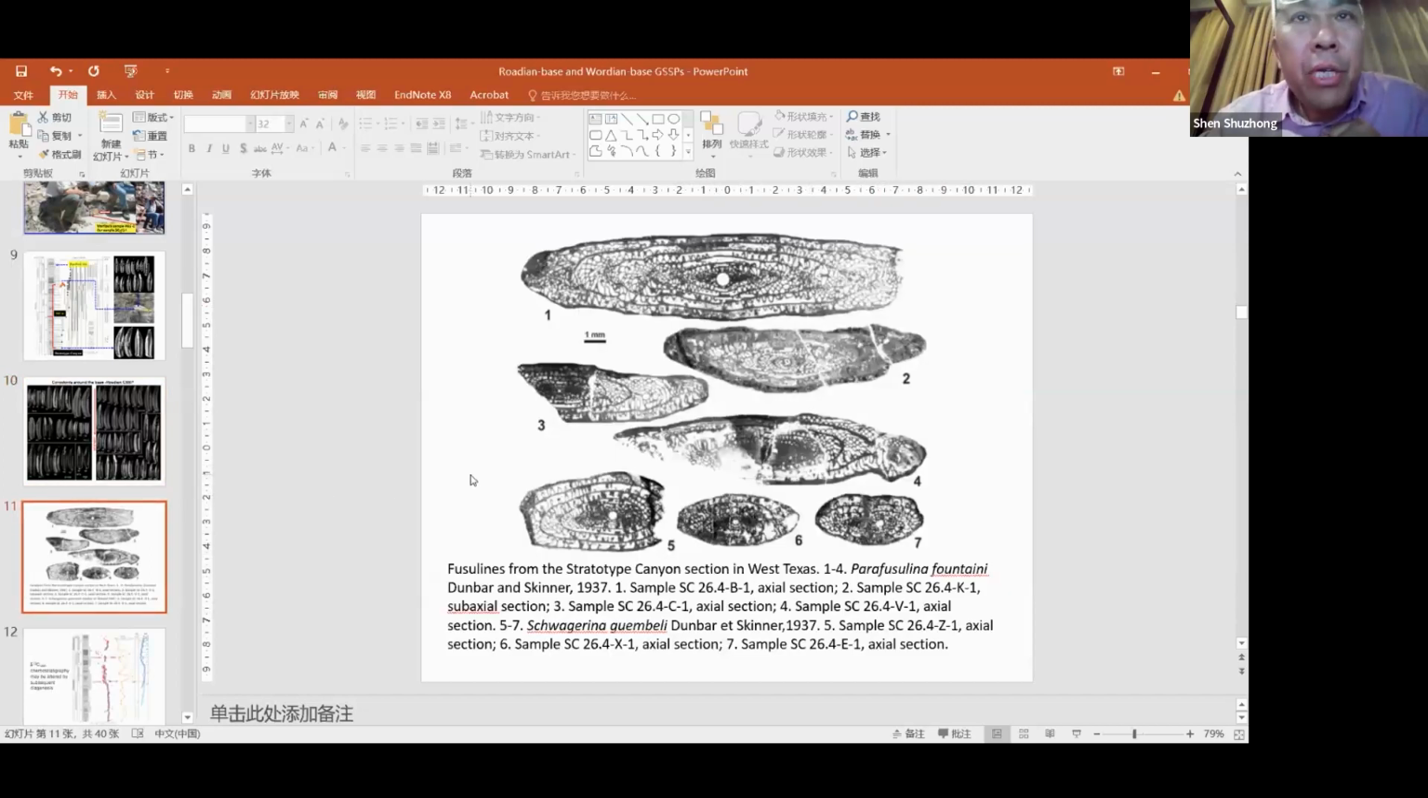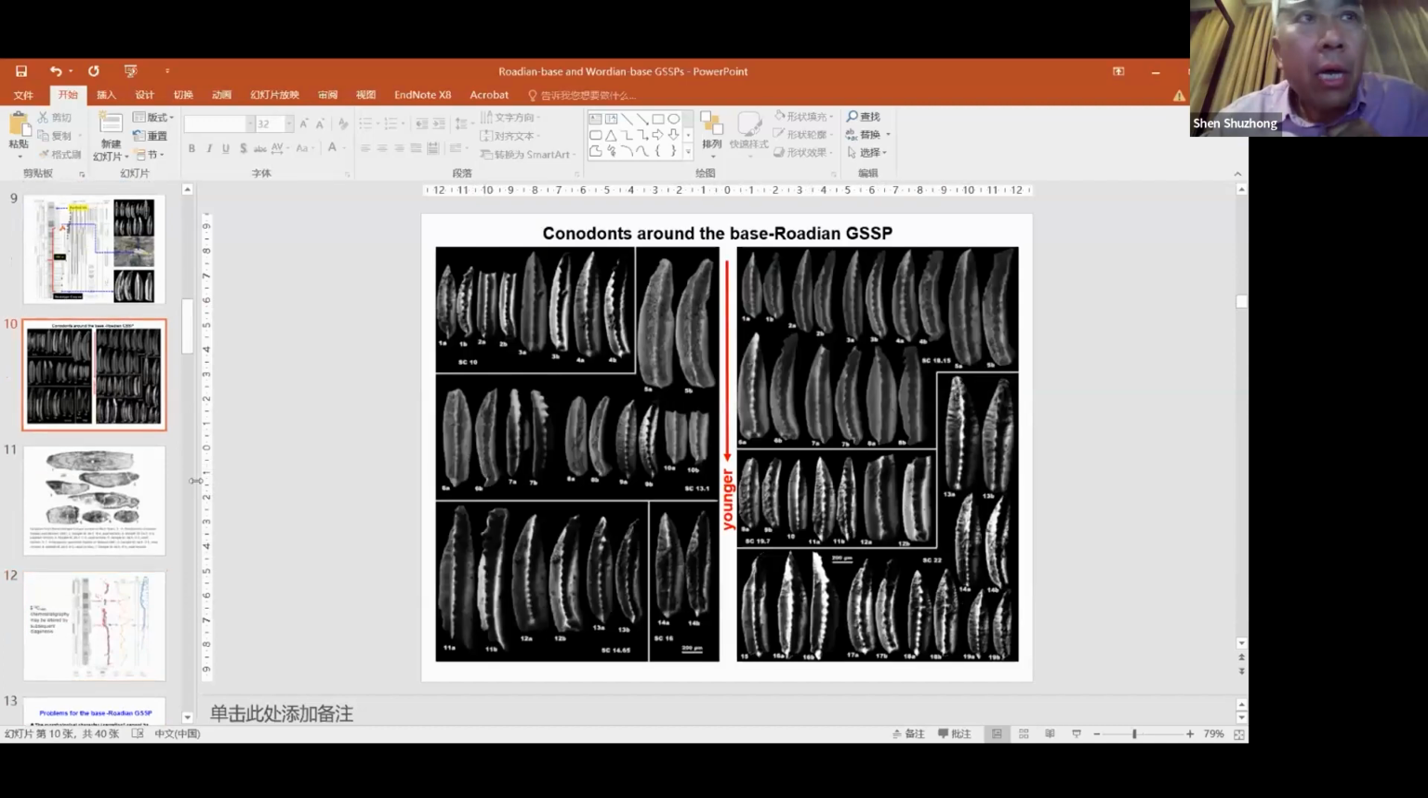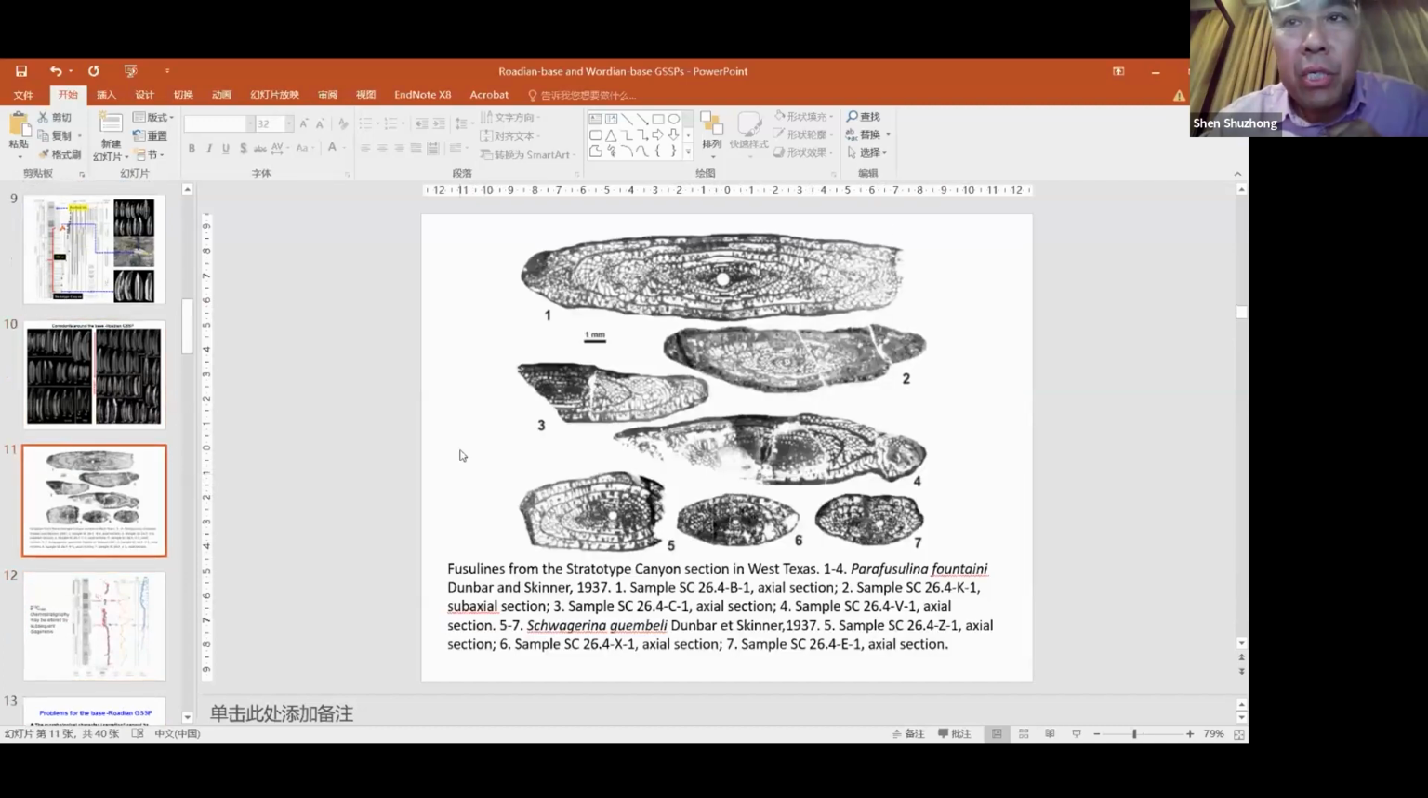And then fusulinids, we also found some fusulinids from the stratotype section. But these fusulinids are all endemic. It is very difficult to correlate them with the fusulinids in the Tethys Ocean. So it's basically not very useful to use fusulinids for correlation.